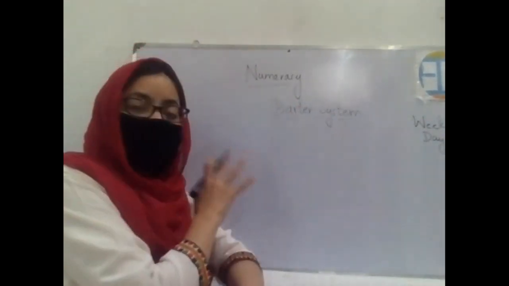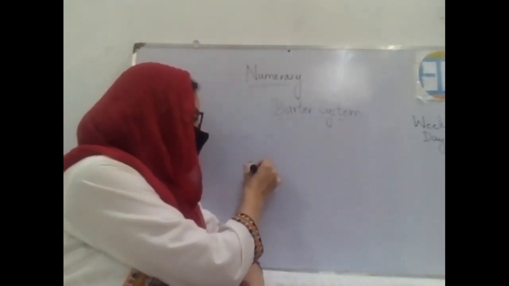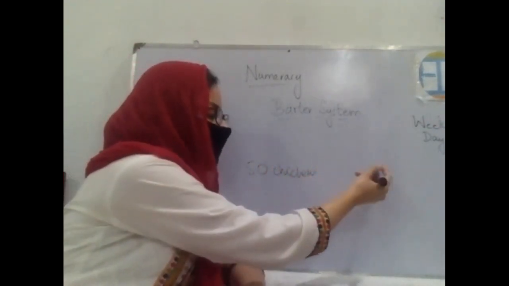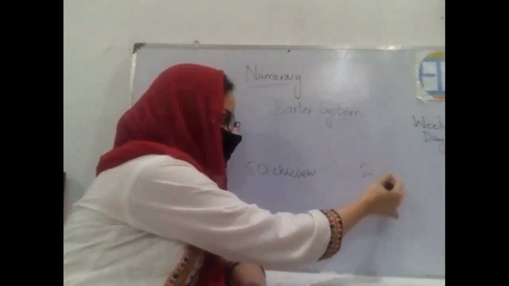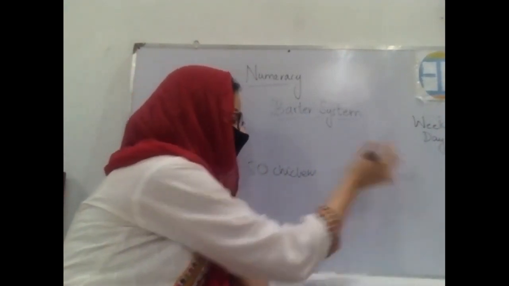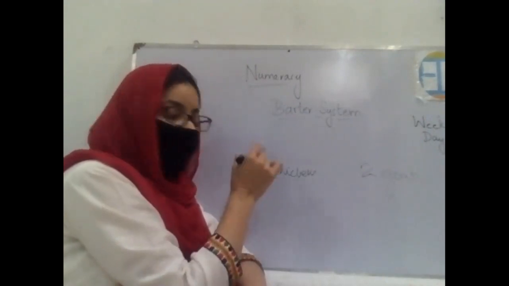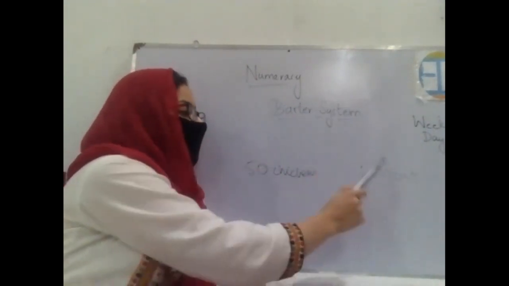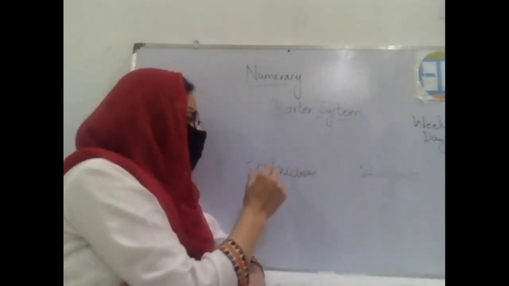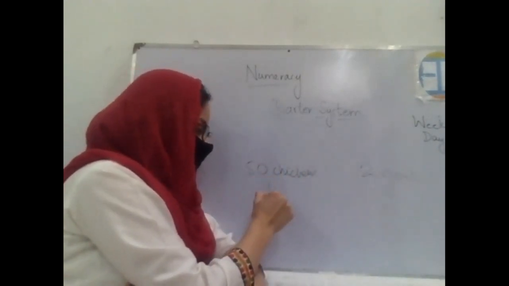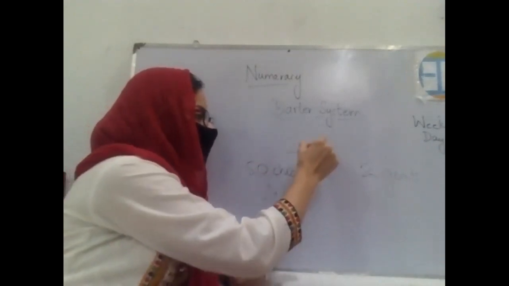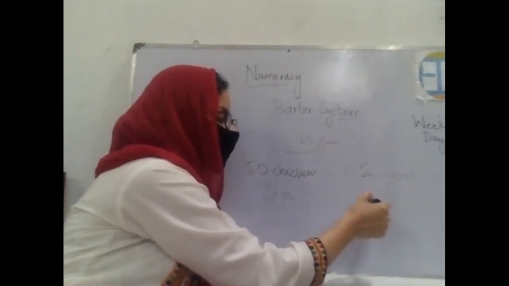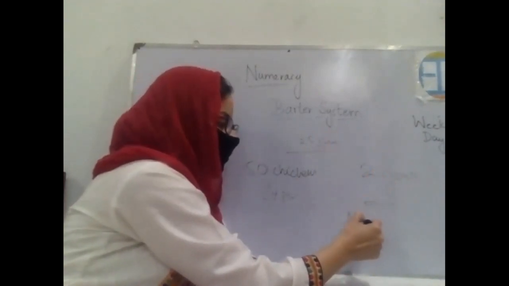Let's say a person has 50 chickens and the second one has two goats. Now this person wants a goat as well, right? He wants a goat for himself. And the other one wants chickens. So the first person will give 25 chickens to this one, and he will give one goat in return.